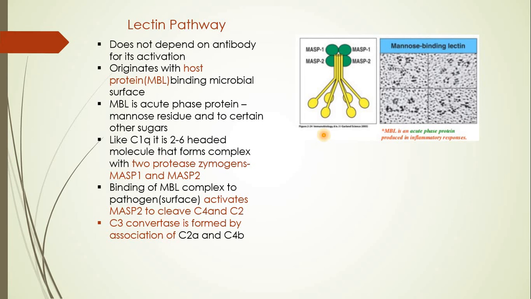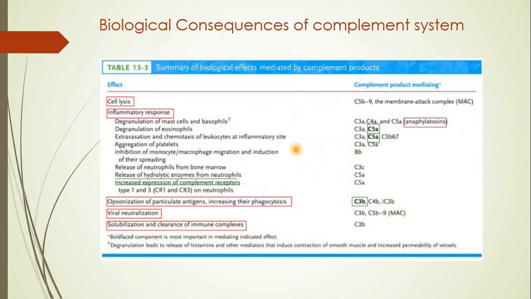So why is it called as lectin pathway? Because here actually the binding is not with reference to the antibody, but here the proteins of the host cell are responsible to bring about the activation of zymogen. That is why it is called as lectin pathway, or it is another type of pathway.